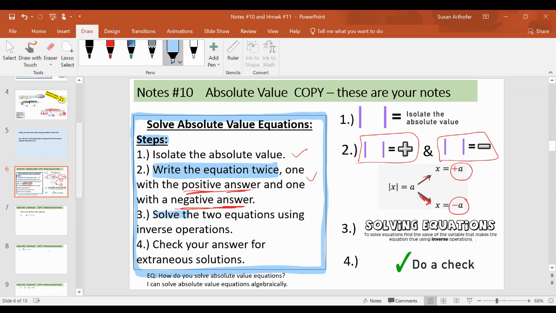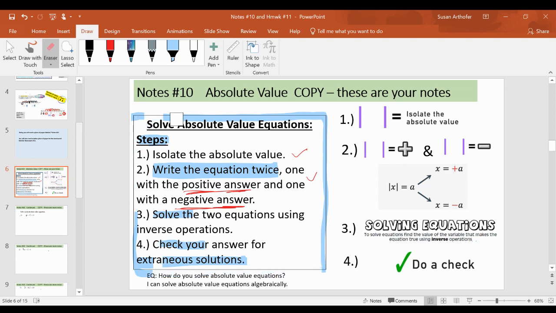After that, you're just going to solve, just like we did earlier when I reviewed solving equations, and then check your answer to make sure that you don't have what's called extraneous solutions. What an extraneous solution is, it just means you get a number answer and it looks like everything should work out fine, but if you plug it in, it doesn't work. So we'll talk about extraneous solutions another day. We're not going to have any examples of those today.